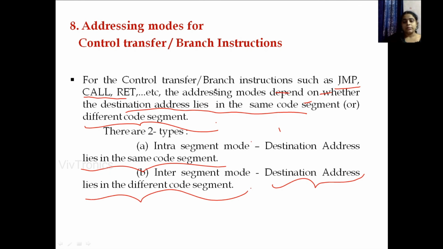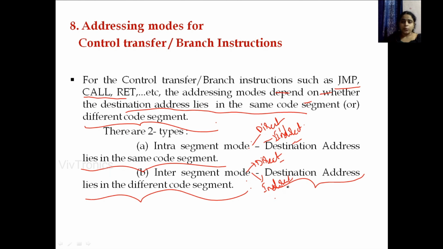Okay. In both intra-segment mode and inter-segment mode, again there are direct addressing and indirect addressing modes. Direct means that it is just like the immediate addressing mode, that's why we are not discussing it again here, and indirect means it happens via a register in the 8086. So these are the addressing modes of 8086.